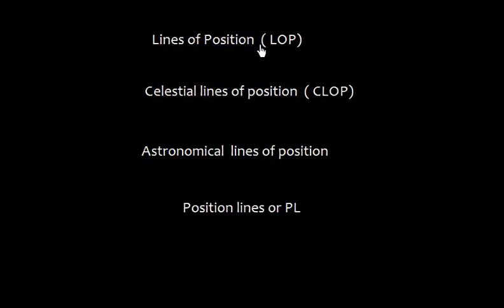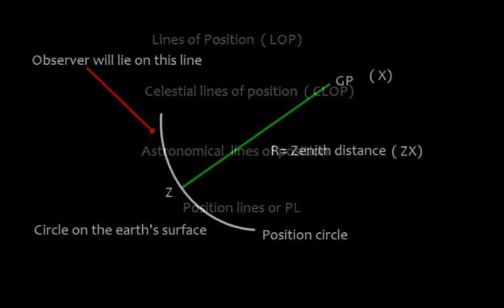Lines of position or LOP, or celestial lines of position or CLOP. Well, these are also called astronomical lines of position or position lines.